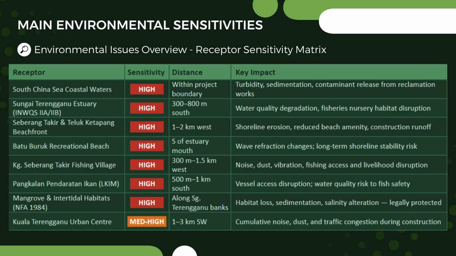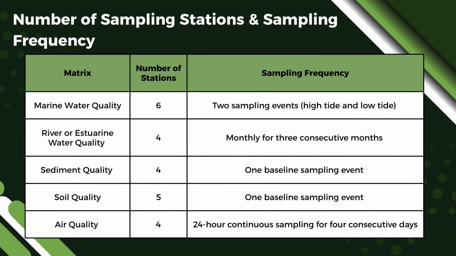To understand the complete picture, we cannot rely on just one sampling location. We need information from different parts of the environment. Our team selected sampling locations based on environmental sensitivity and potential exposure to future development activities. We proposed 6 marine water quality stations near the project boundary to establish offshore baseline conditions. We also proposed 4 estuarine water quality stations along Sungai Terengganu. This area supports fisheries resources and serves as a nursery ground for marine life.